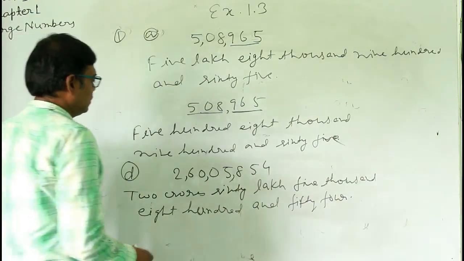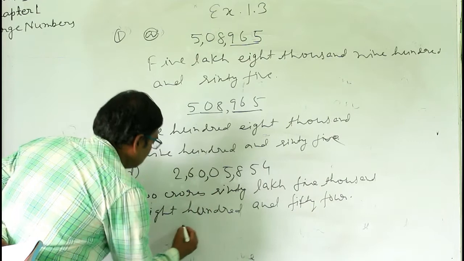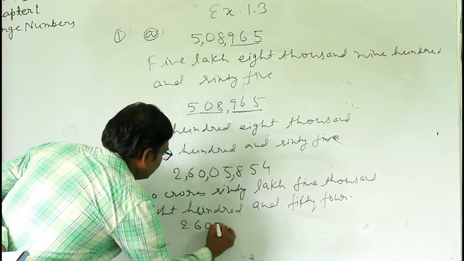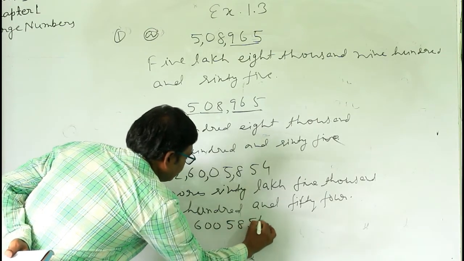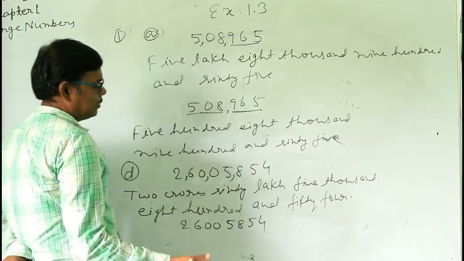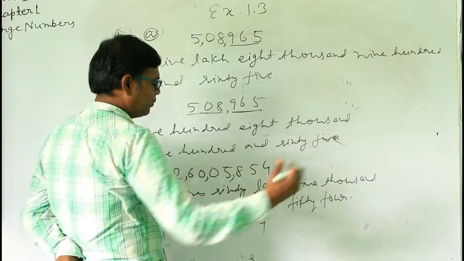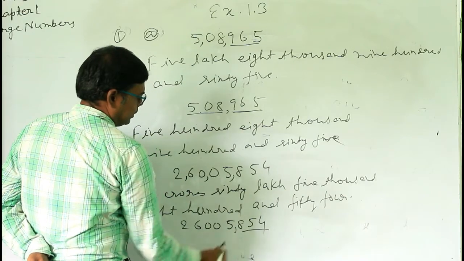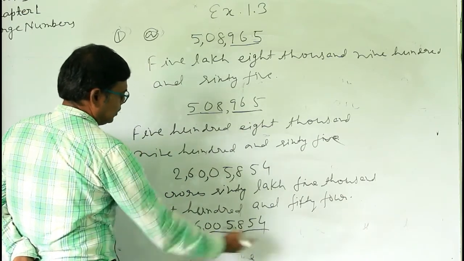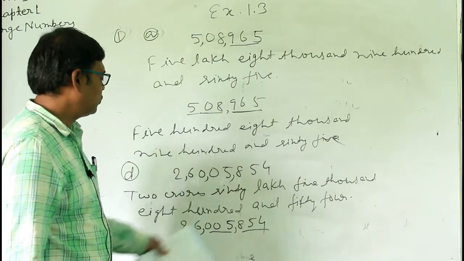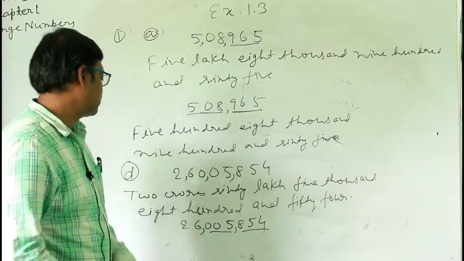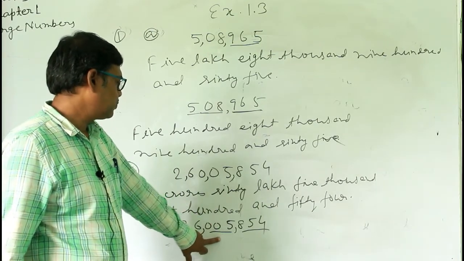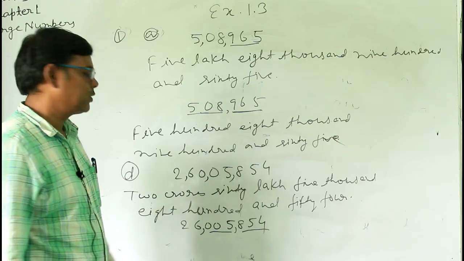Now again write this number and then place the periods for the international system. So 2600 5854. Now in this again you will move from the right side. So right side 3 digits, then put a comma here. Again 3 digits, put a comma here. Then you have divided it into periods here. Now this is the millions period, this is the thousands period, and this is the ones period.